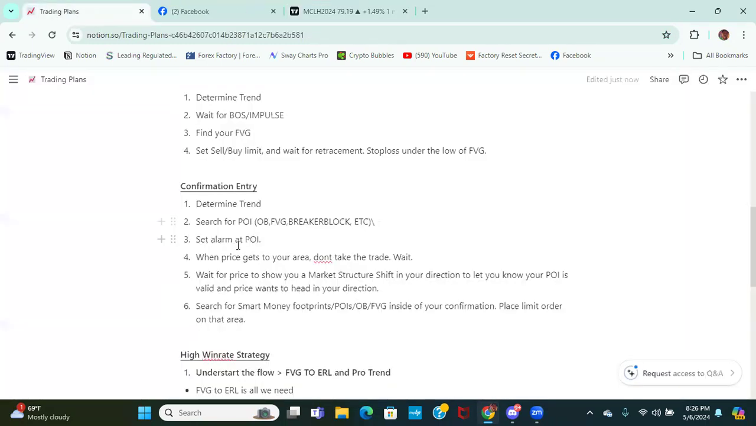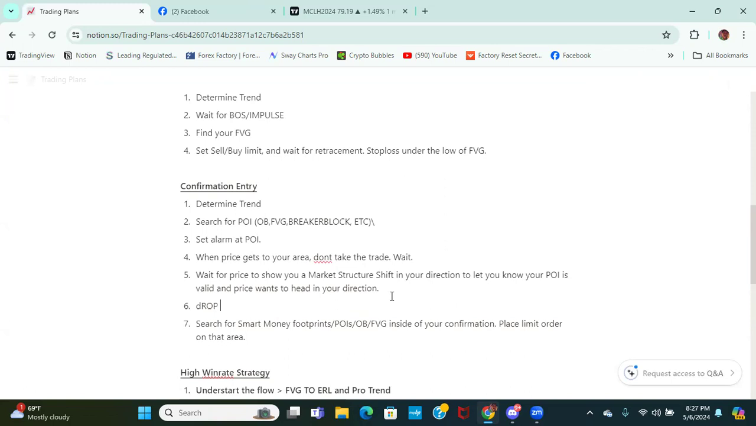What you do, set your alarm, and then when price gets to your area, we do not take the trade. We wait. We wait for price to show you a market structure shift in your direction to let you know that your point of interest is valid and that price wants to head in your direction. Okay. You know what? I need to add a step in here. Drop down time frames if needed to see market structure.